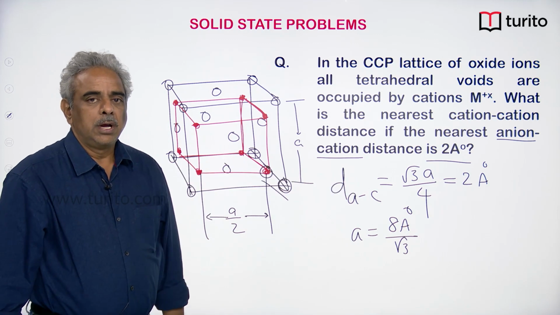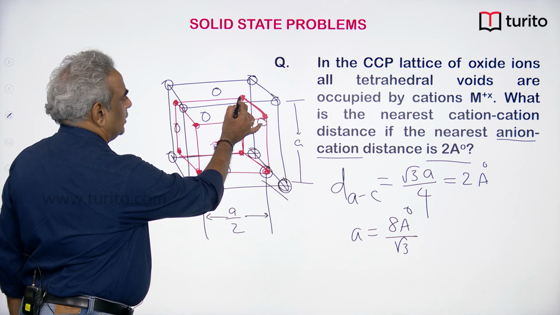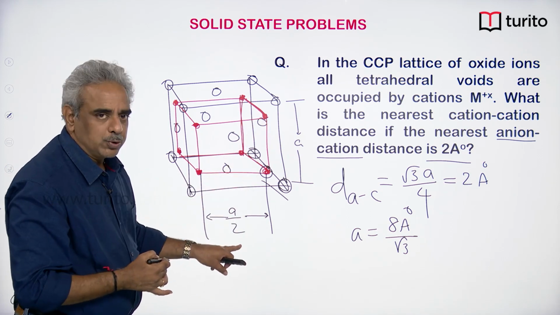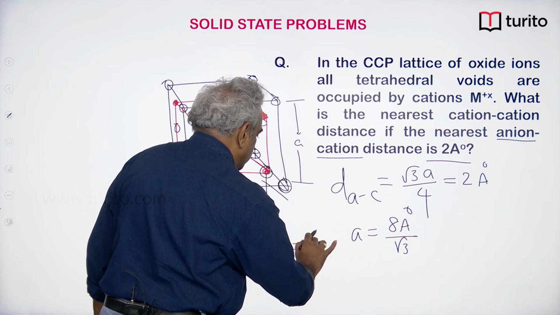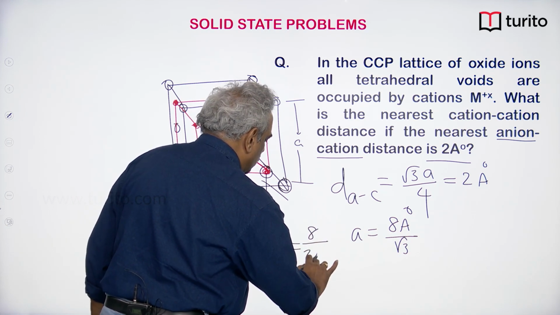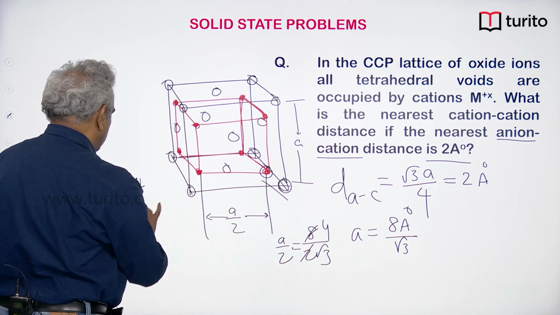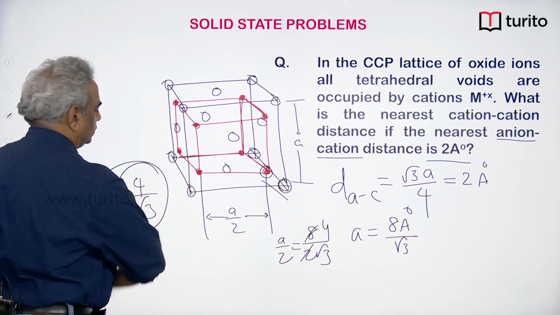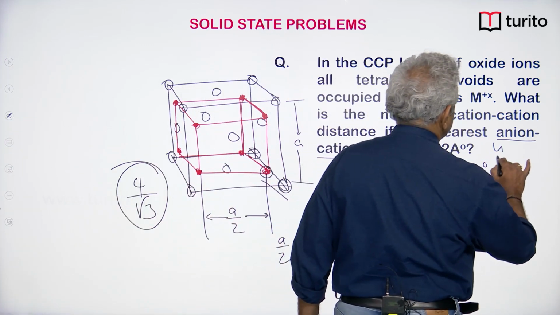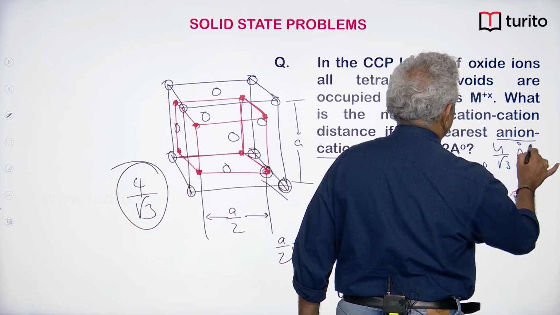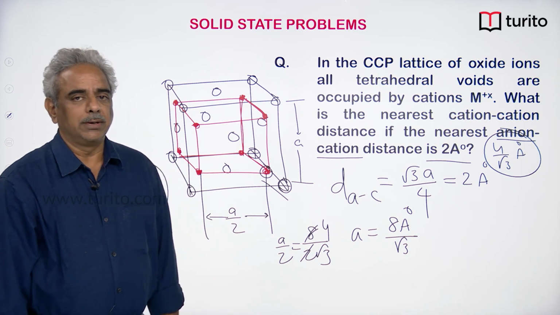From that, what distance do you want? Nearest cation distance, meaning this and this, which is nothing but A by 2. So, what will that be? A by 2 is equal to 8 by 2 root 3. Cancel the 2, 4 by root 3 is our answer: 4 by root 3. That is a beautiful question you can enjoy.